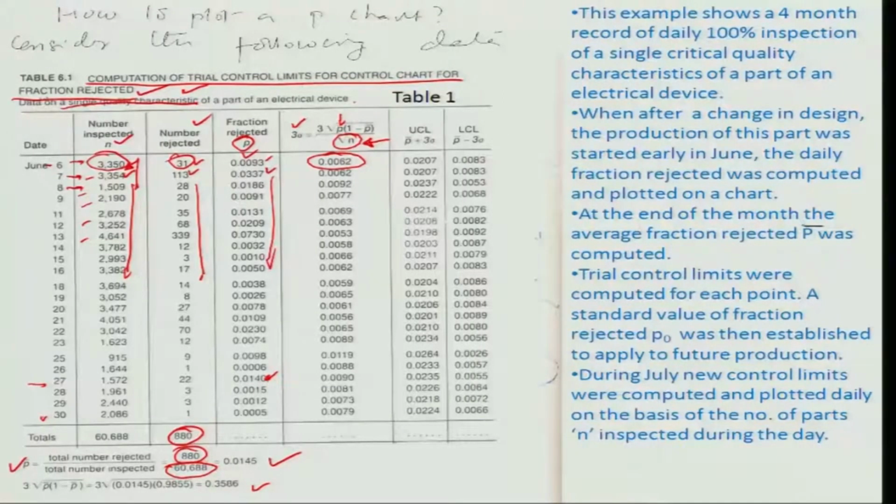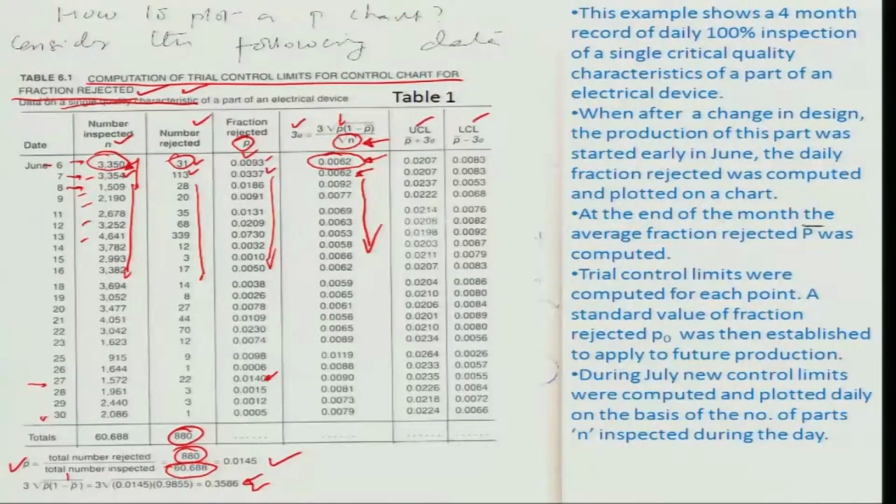So, the 3 sigma limit has been computed here as 3 times root of p dash times (1 minus p dash), and that comes out to be in this case 0.3586. So, this value has been obtained by dividing 3 times root of p dash (1 minus p dash), that is 0.3586, by root of 3350. Similarly, this value has been calculated by this 0.3586 number divided by root of 3354, and so on and so forth. So, that is how you calculate the 3 sigma limits.